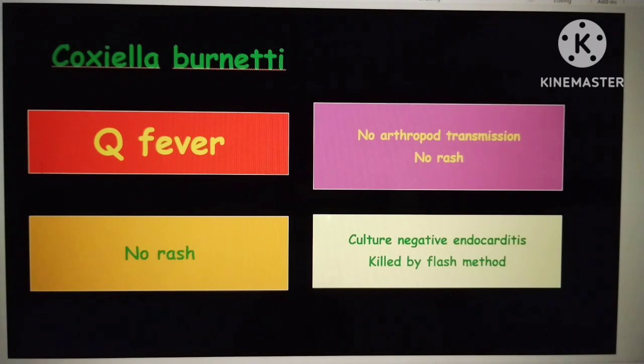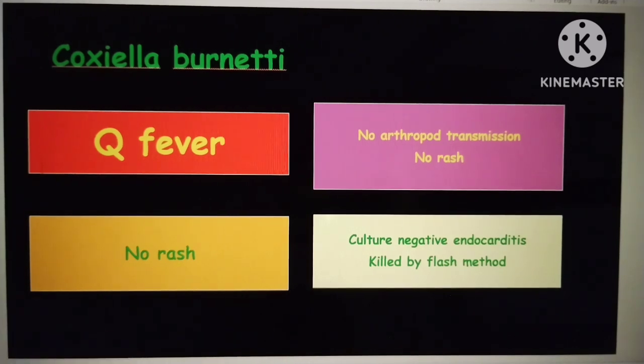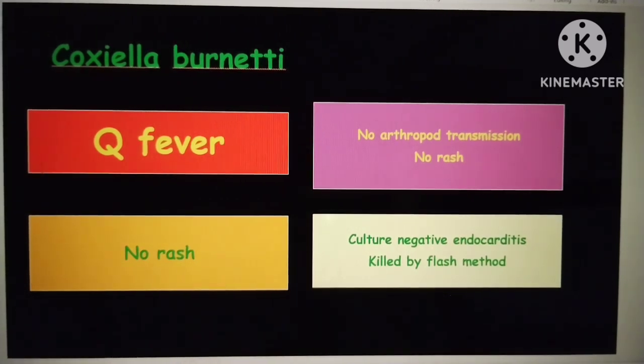Coming to Coxiella burnetii, it usually causes Q fever. It belongs to the family Rickettsia, I just missed that topic. Here no arthropod transmission is seen, and there is no rash. It is the most common organism causing culture negative endocarditis. It is killed by the flash method, because it survives the Holder method.